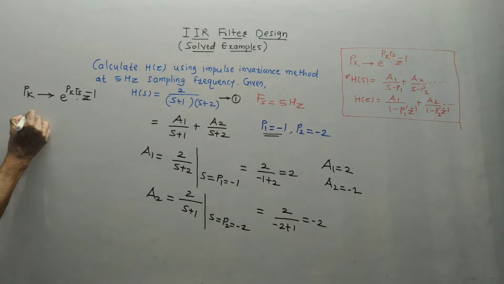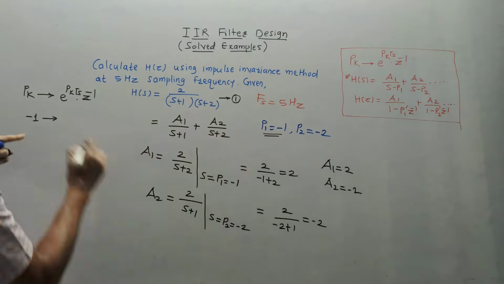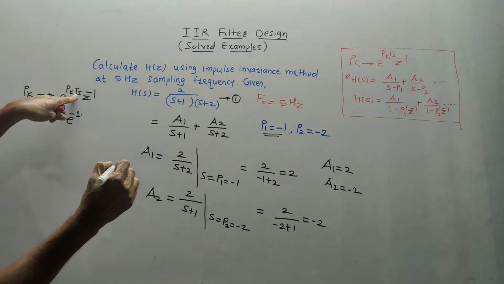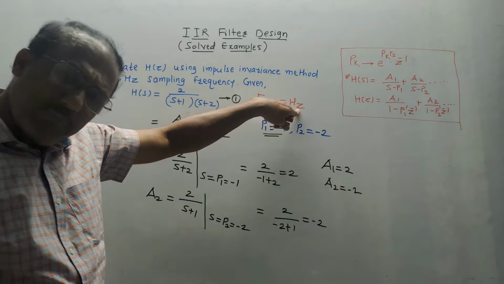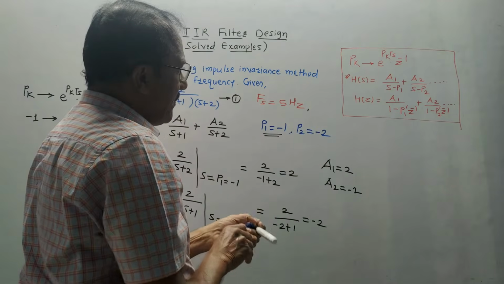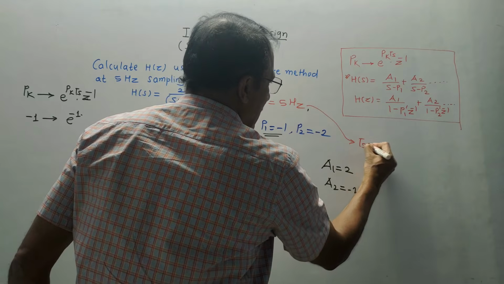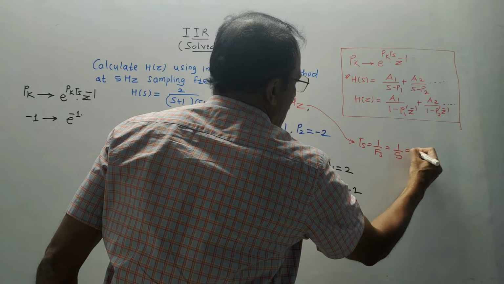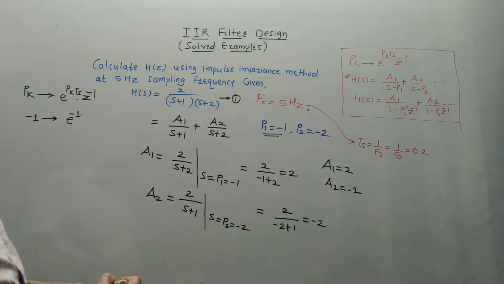So the first pole is at minus 1. I will write it like this, minus 1. I am choosing the first value. It is transformed into e raised to minus 1 into Ts. What about Ts? See, Fs is given. Fs is the sampling frequency. It is 5 Hertz. Ts is the reciprocal of the sampling frequency. So I can write Ts as 1 by Fs, which is equal to 1 by 5, which is equal to 0.2. So the value of Ts is 0.2.